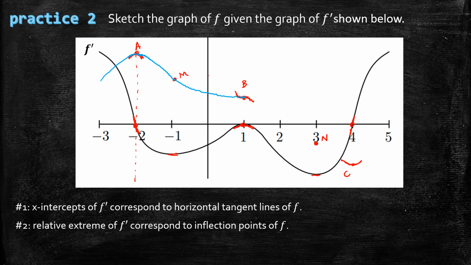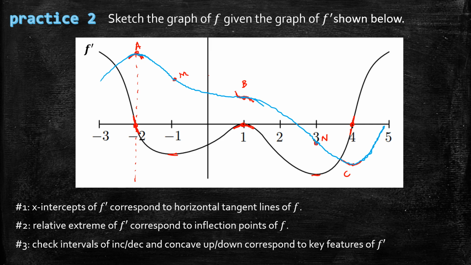And B is also an inflection point, so it looks like concavity is changing there, but now I have to stay with the same concavity, and at N, the concavity changes, and it looks like the function is concave up after there. Now, how can we trust that that's true?